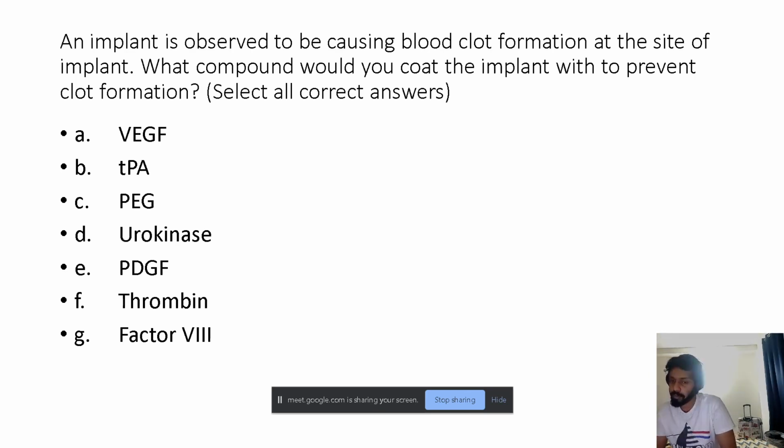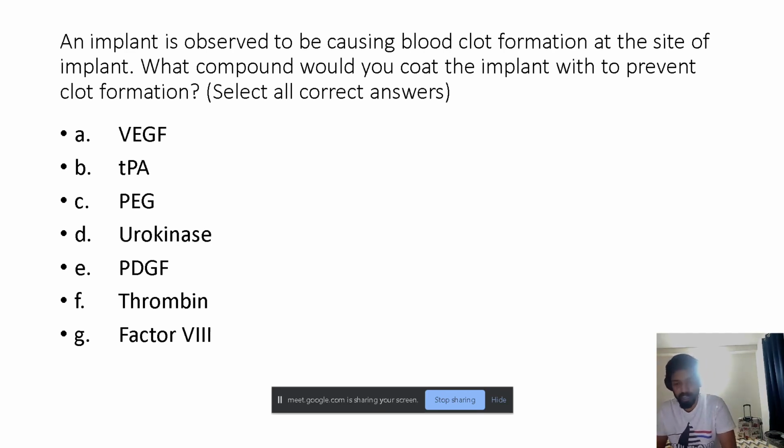Okay, you do not want blood clot formation to occur, right? So that will immediately rule out factor VIII and thrombin because they are heavily involved in the initiation of blood clot formation. So those might not be the correct options, which leaves us with VEGF, TPA, PEG, and urokinase. PEG is not something that's known to prevent blood clot activation, blood clot formation. So that will rule out PEG as well.